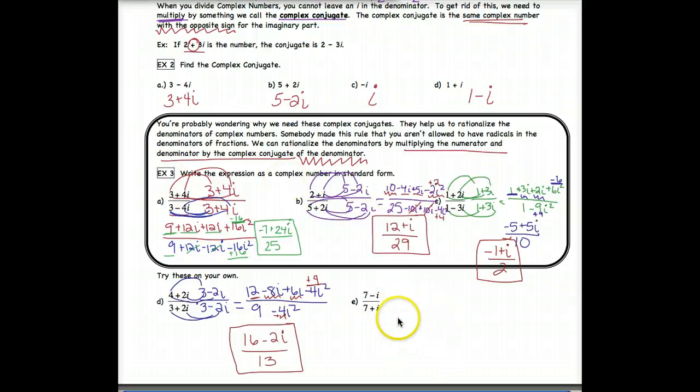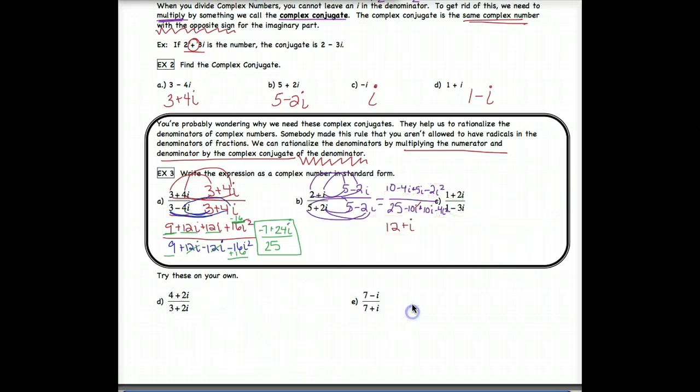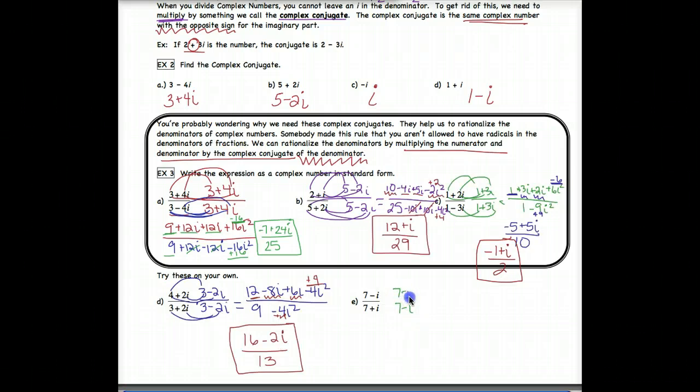Last one. If you haven't already tried it, again, pause and do it yourself first, and then come back to see if you have it right. So complex conjugate here is 7 minus i. So I multiply by that on the top and the bottom. So on the top, it's going to give me 49 for my firsts. Outsides are negative 7i. Insides are also negative 7i. And my lasts are positive i squared.